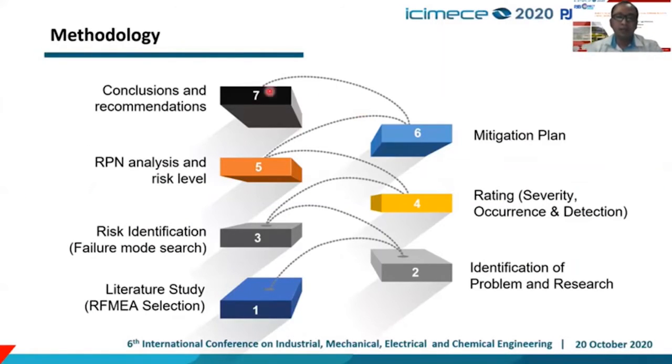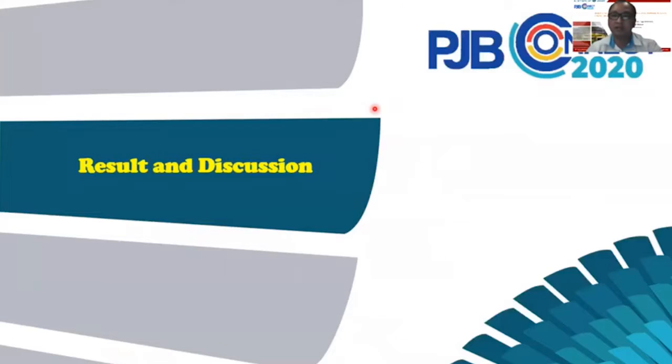And for the methodology, we have 7 steps. The first is literature study. The second is identification of problem and research. The third is risk identification. The fourth is rating severity, occurrence, and detection. The fifth is RPN analysis and risk level. The sixth step is the mitigation plan, and the last is conclusion and recommendation.